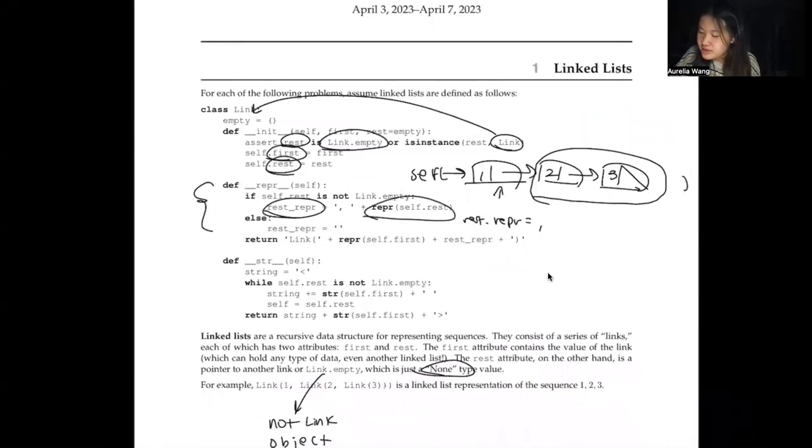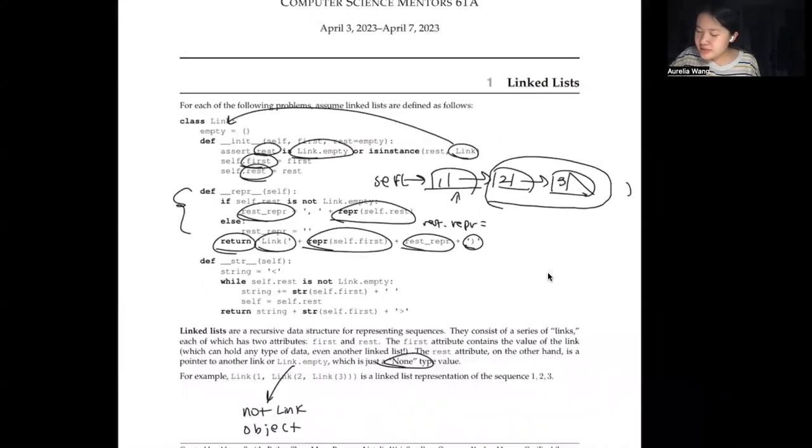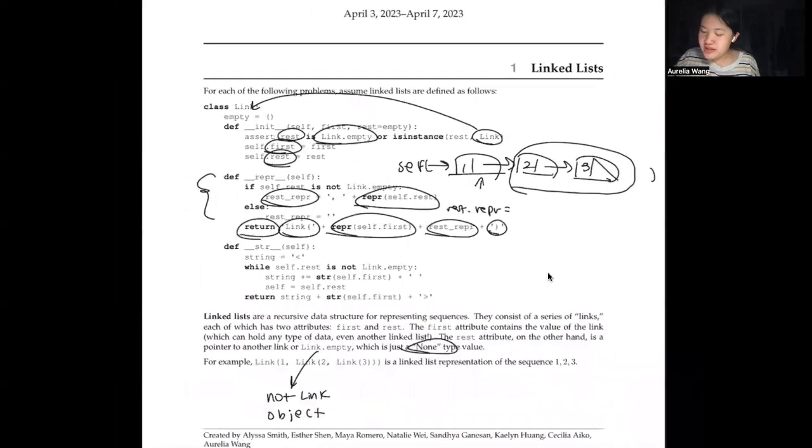So we call repr on self.rest yet again. And then every time it's going to try to return a string, "Link(" plus repr of self.first plus rest_repr plus a closing bracket. So this is a little confusing, but we're just building up rest_repr through recursion and then returning everything and putting it all together.